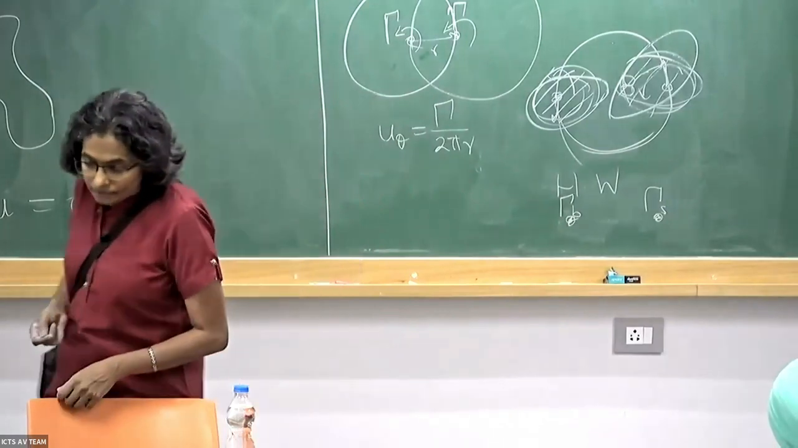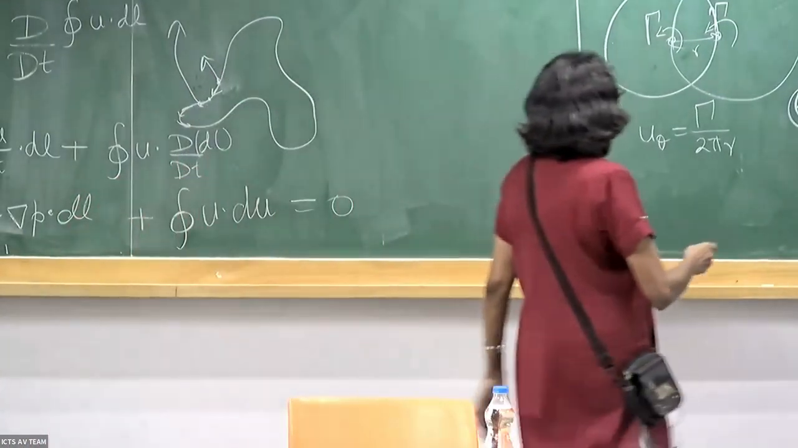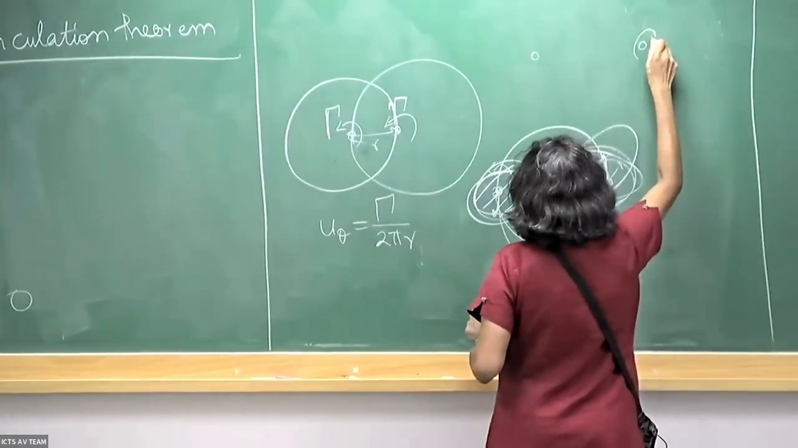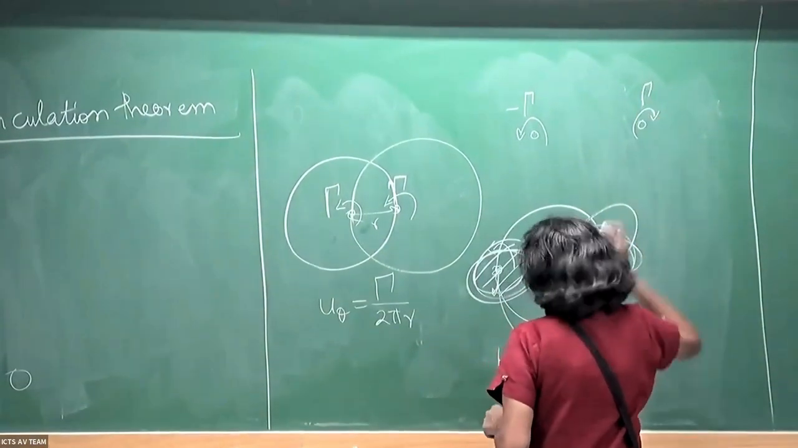Okay, so let's do two vortices which are the same as these, but minus gamma and gamma. Then what will happen?